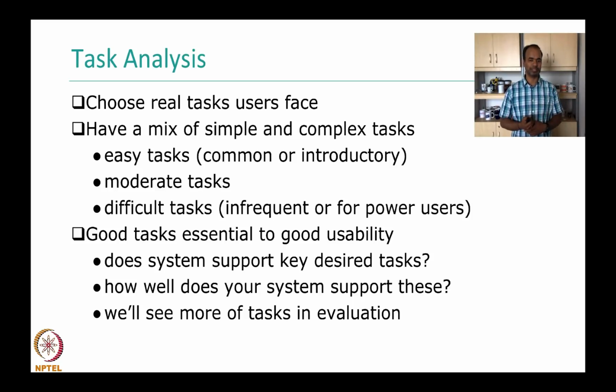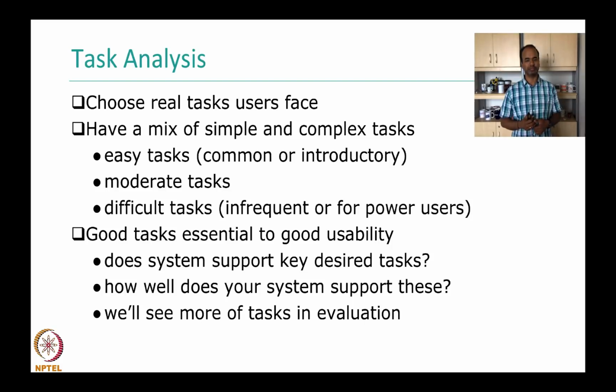Have a mix of simple and complex tasks. I have some examples later to show what is a simple task and what is a complex task. Easy tasks are common or introductory, like create an account on Amazon.com or Flipkart. A moderate task: order a book on Flipkart and get it delivered to my office. A difficult task: order a book, the book arrives, you don't like it, return the book and buy another book from Flipkart. So make it easy, moderate, and difficult. Because what does this allow you to do? This allows you to figure out how users behave in different sets of tasks given to them.